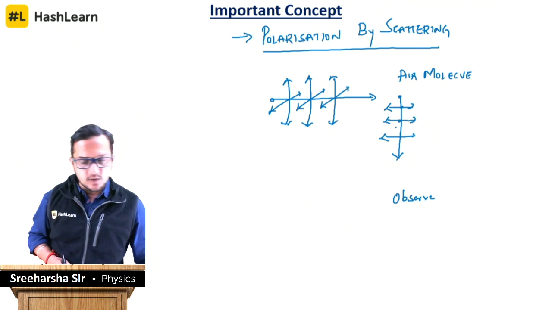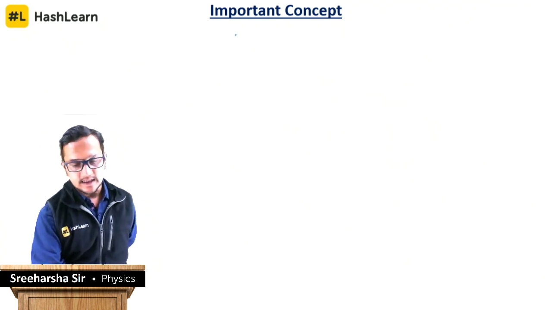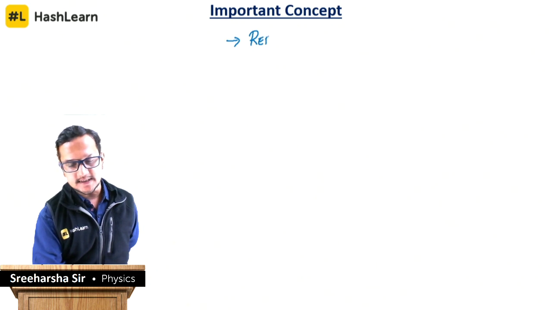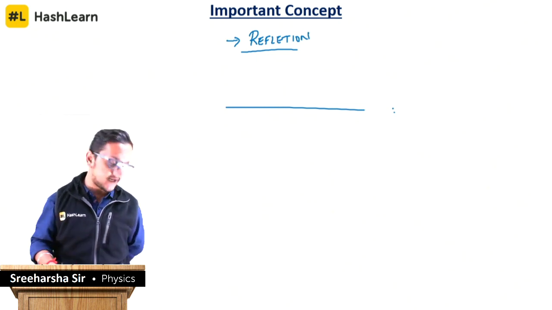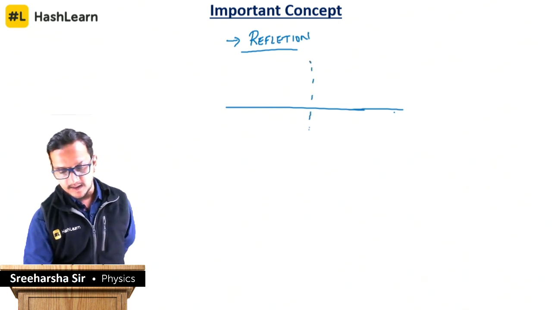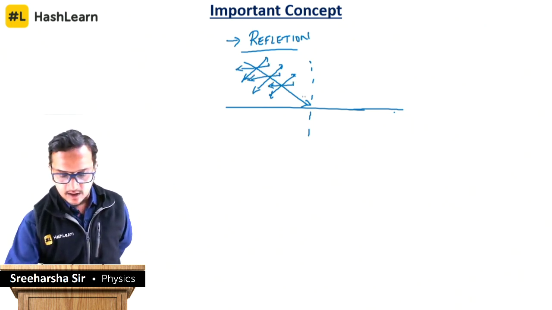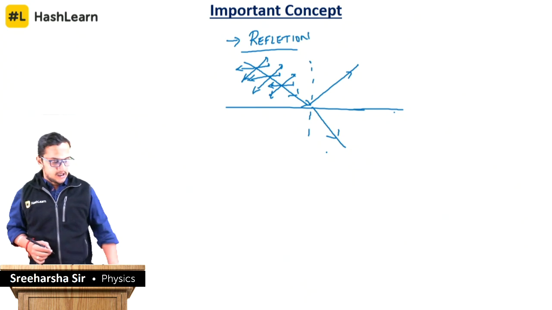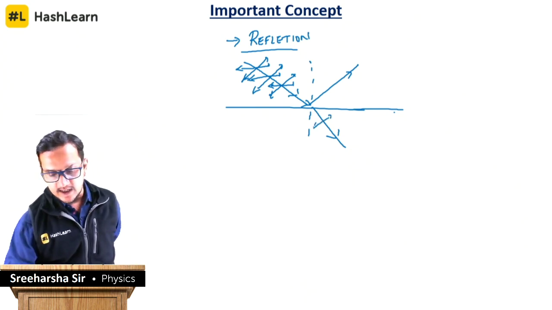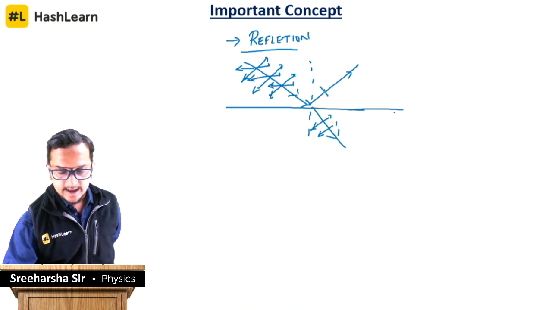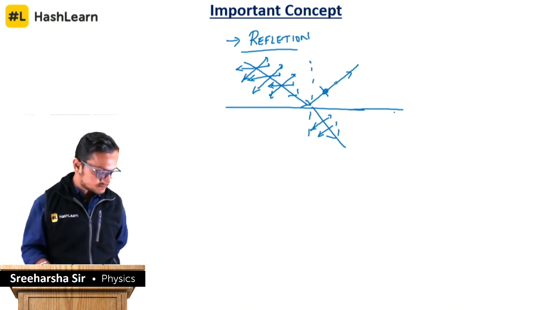Now the most important one is called polarization by reflection. Let us assume you have a light which is incident on a reflecting surface, and this is my normal. You have a ray of light which is incident, and this is supposed to be unpolarized, with components perpendicular to each other. Now we know that a part of the light gets reflected back and the other part gets refracted. So what is happening here is you have one vibration in one plane and another in another plane.